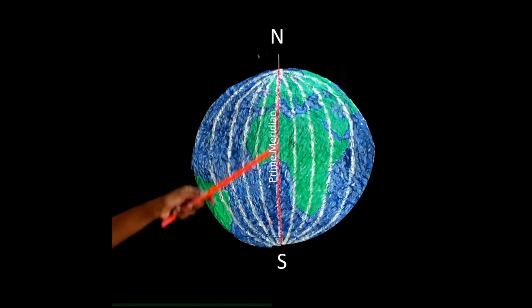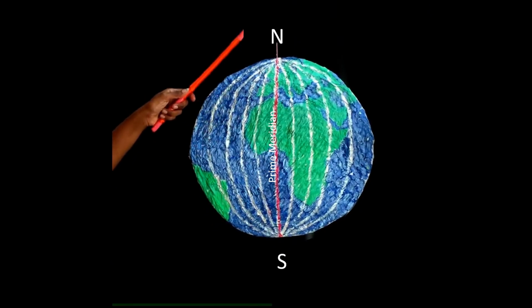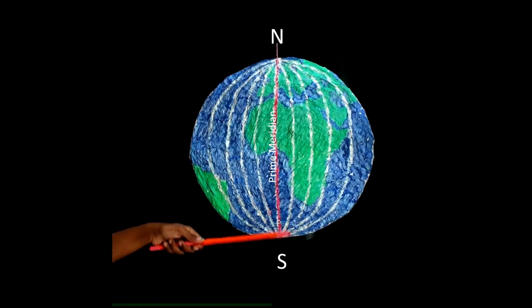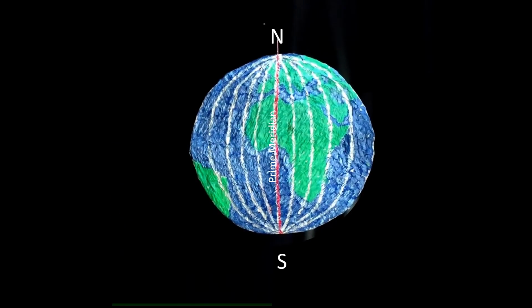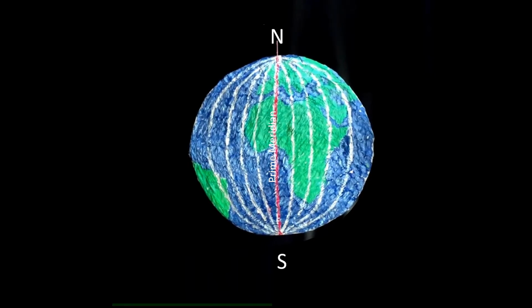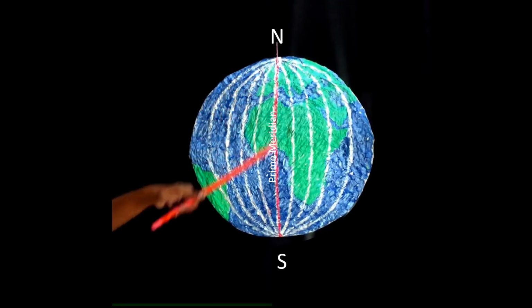The vertical lines running from the North Pole to the South Pole are called longitudes. Longitudes are marked from 0 degrees to 180 degrees. There are 360 degrees of longitudes. Longitudes meet at the poles.